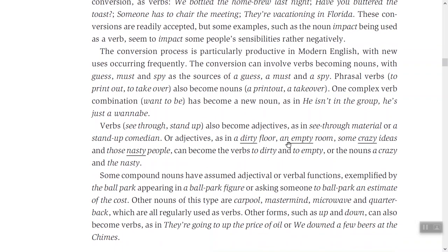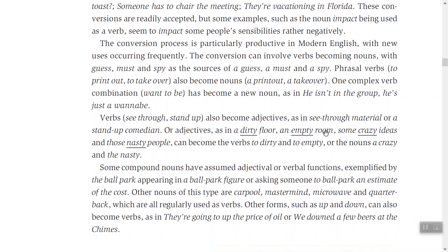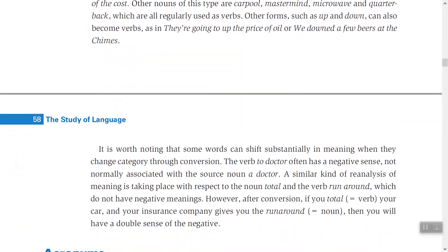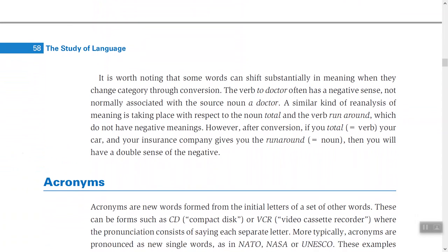Dirty, empty. Empty is an adjective. The room is empty. But we can say we want to empty the room. We want to empty the room. You can read these examples.